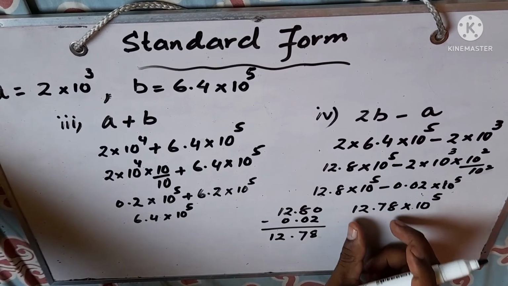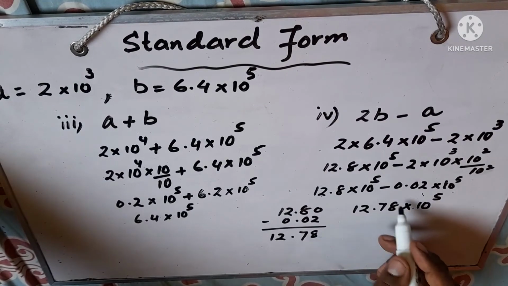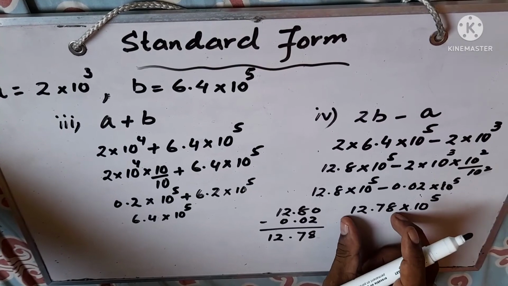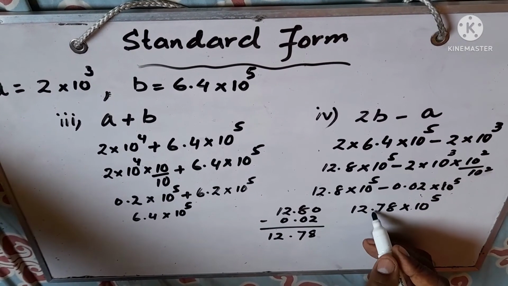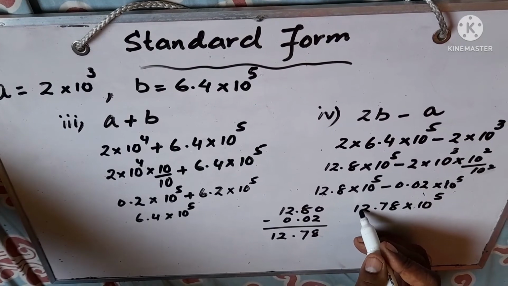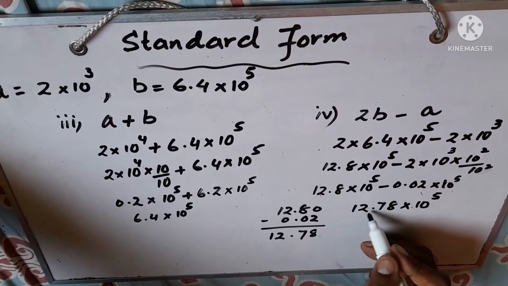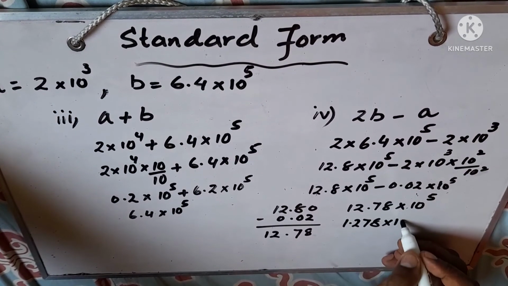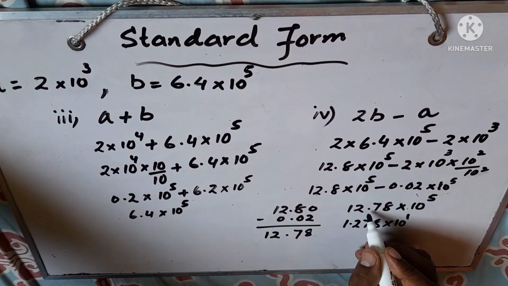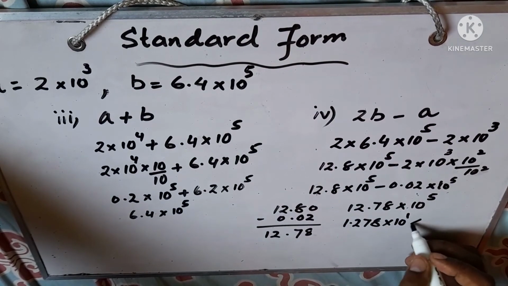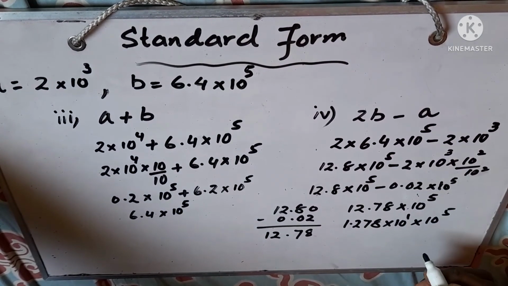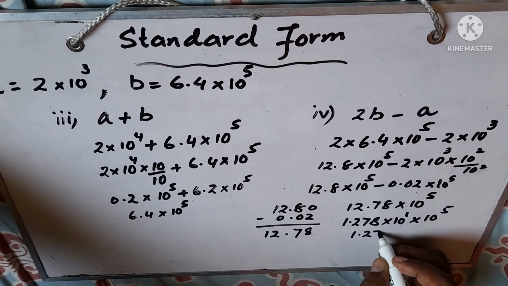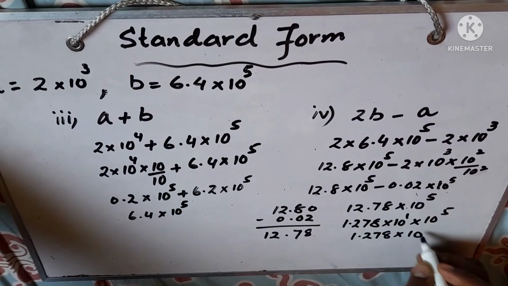And if my number is more than 1, which 12.78 definitely is, to convert this I have to bring my decimal after the first non-zero number. So when I shift this here, this will become 1.278 into 10 to the power 1, because I have moved my decimal only one place, and I will copy 10 to the power 5 as it is. So I will write now my final answer, 1.278 into 10 to the power 6.